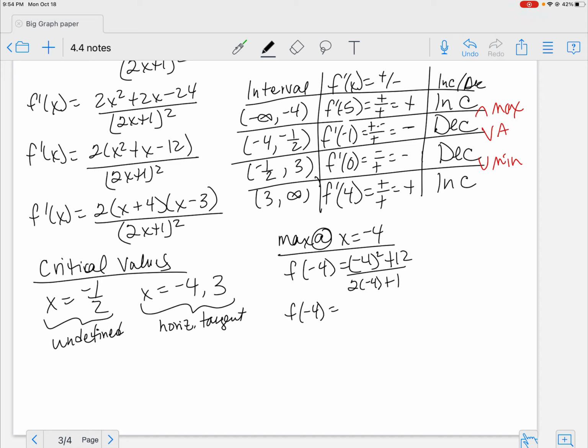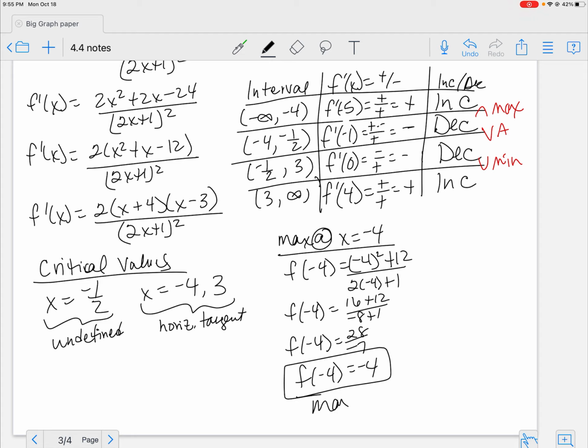So f of negative 4 here is going to be 16 plus 12 over negative 8 plus 1. And that's going to give me 28 over negative 7. So f of negative 4 is negative 4. That's a maximum.